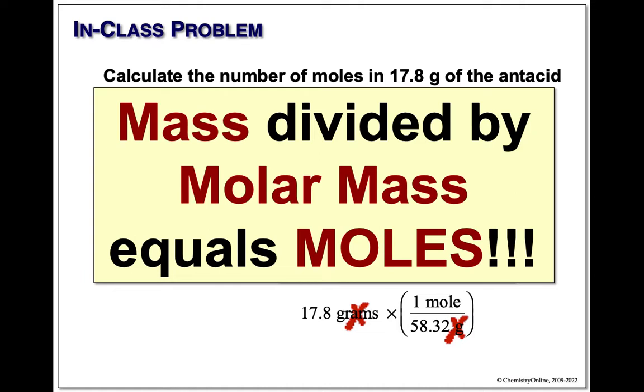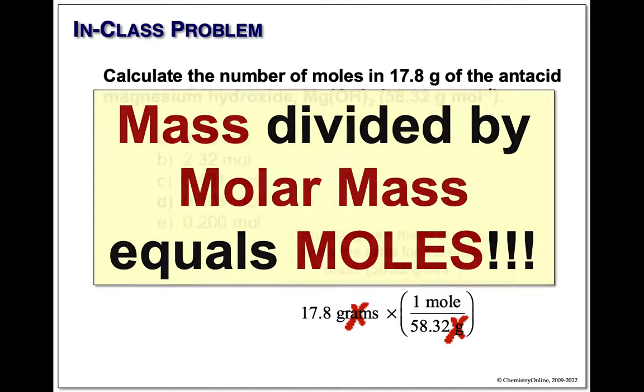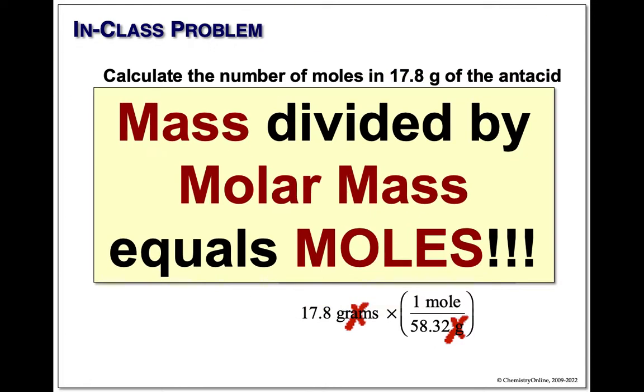This is one of those things you say at night before you go to sleep. Laying there in bed, mass divided by molar mass is moles. Good night. Any questions? Don't forget it.